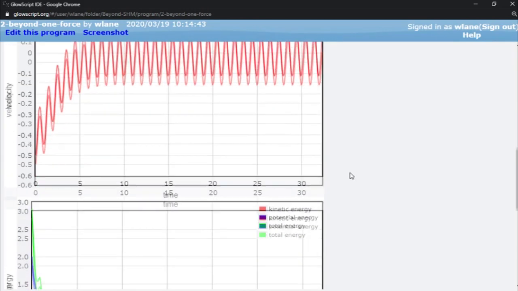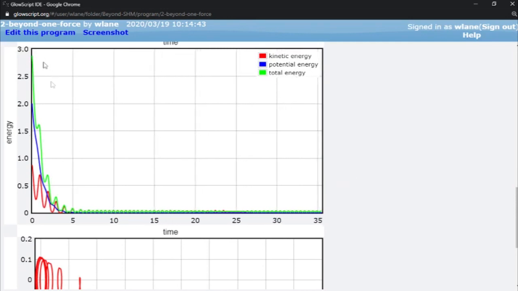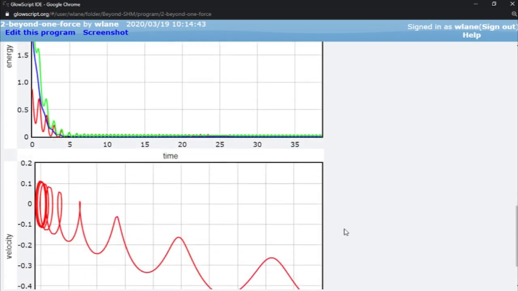damping force as well. Well, you notice I get here, I get some energy oscillations, right? And so I've got this initial behavior. The initial behavior eventually goes away and I just get the oscillatory behavior.